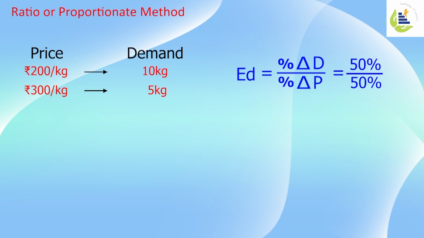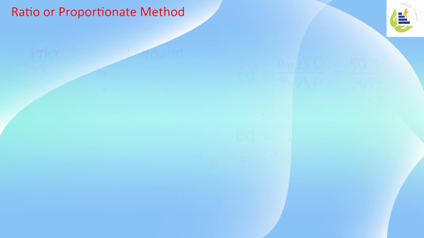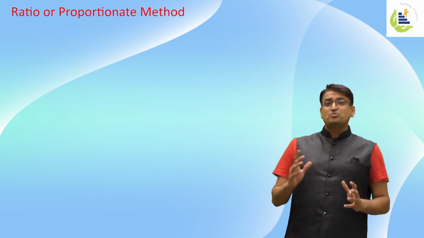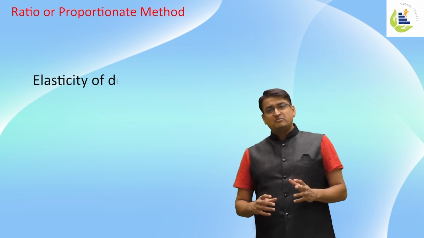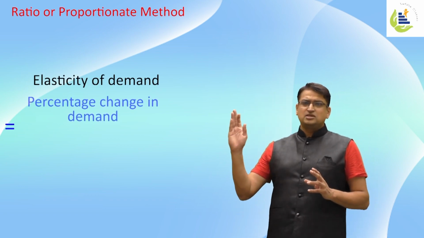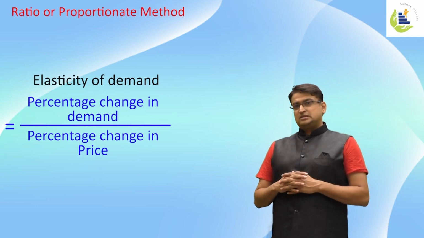If I put those values in elasticity of demand, what do I get? Price elasticity of demand will be percentage change in demand over percentage change in price. So it's 50% over 50%, which equals 1. So here, the demand is unitary elastic, since elasticity of demand's value is 1. So, what do we understand in this ratio or proportionate method? Price elasticity of demand is nothing but a pure ratio of percentage change in demand over percentage change in price. With those examples, it is very easy to understand how to handle price elasticity.